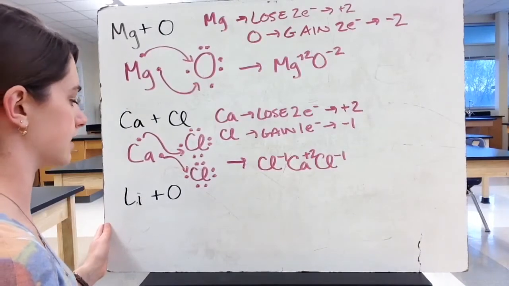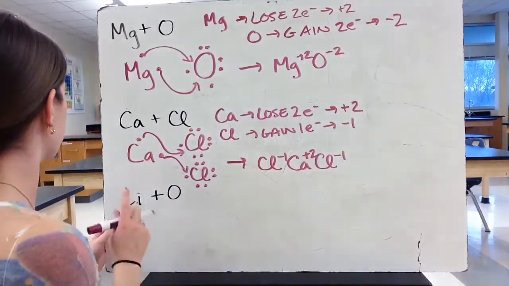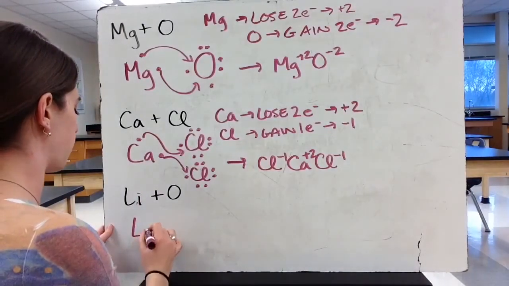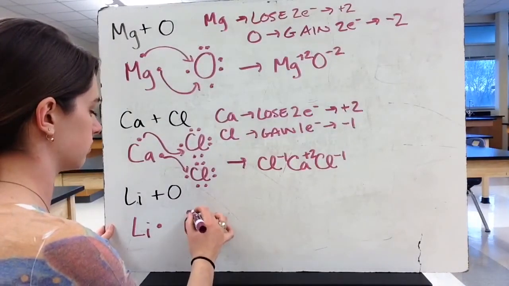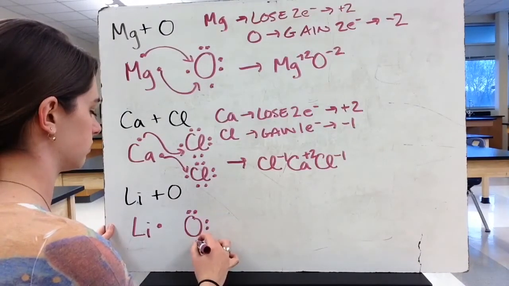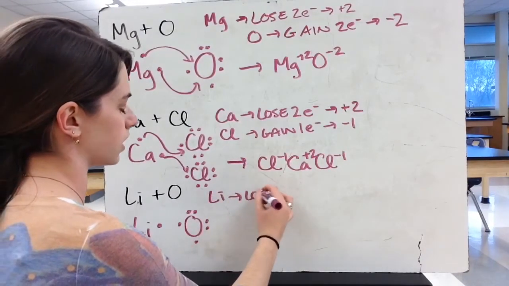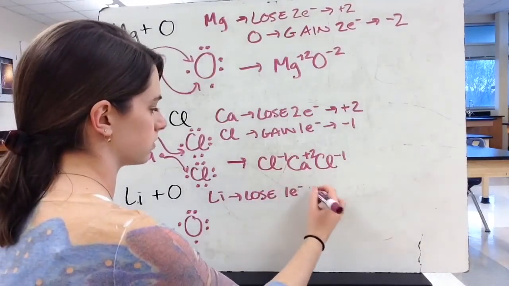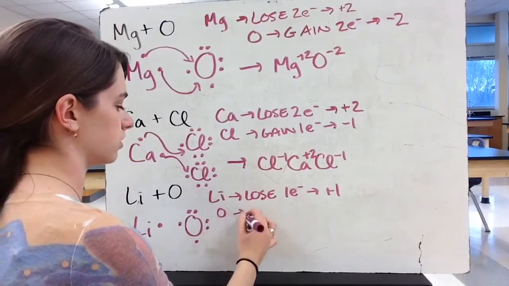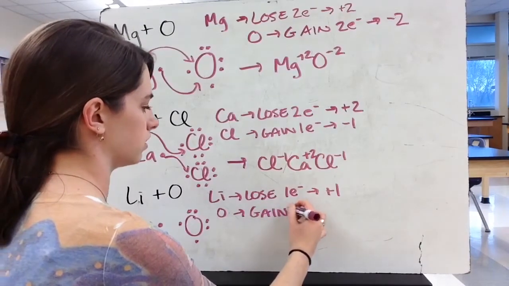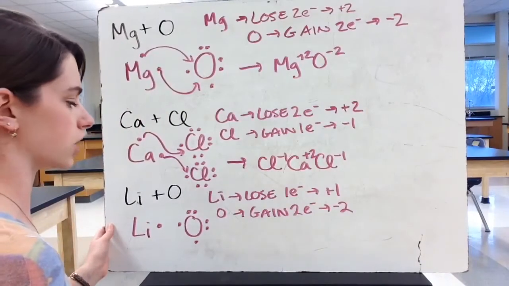Okay, let's look at our last example. Let's look at lithium and oxygen. Now, lithium, based on its location on the periodic table, has 1 valence electron, and oxygen has 6. So lithium is going to lose 1 electron and make it a +1 charge. Oxygen needs to gain 2 electrons, and that will get it a -2 charge.